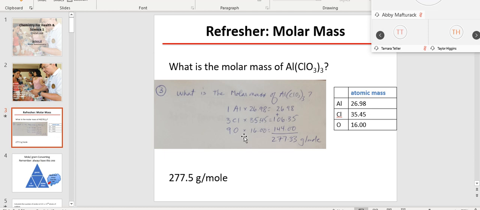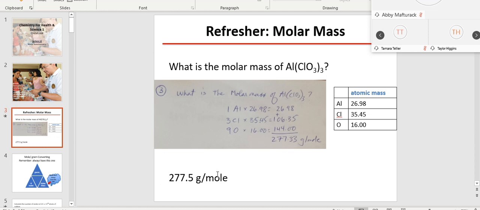There are 9 oxygens times 16. You add them up, you get 277.33. And you will notice that I did all these on paper, and then I snipped them and put them into the PowerPoint to try and give you guys some guidance. But you'll see that my number here is different than this number here. That'll happen because of using different periodic tables.